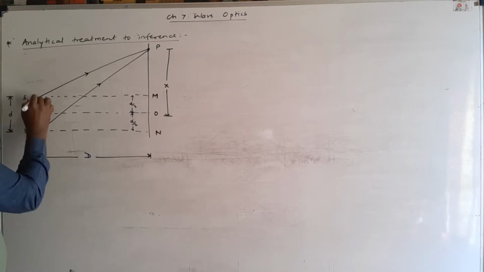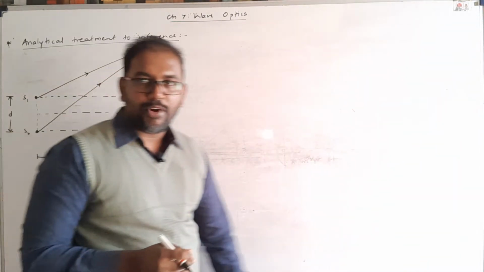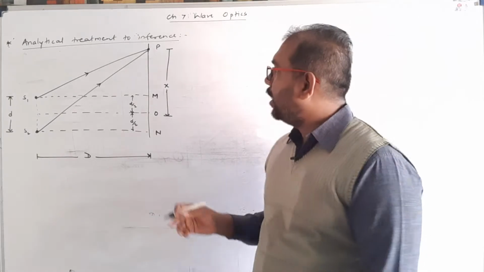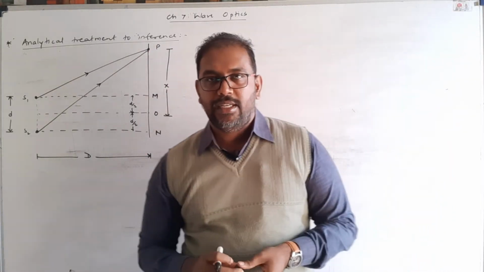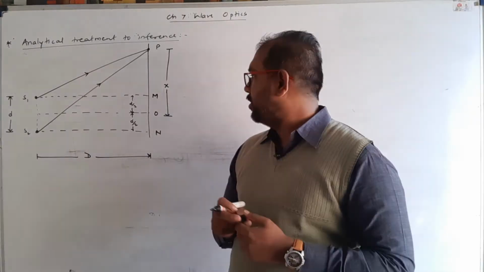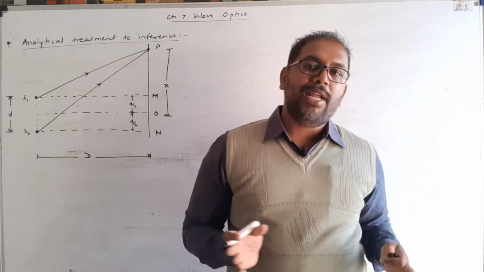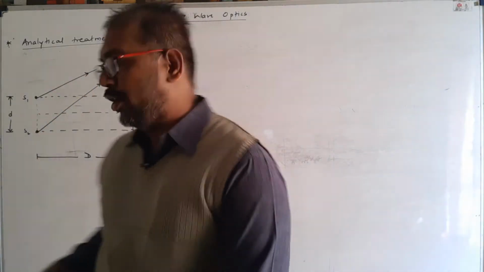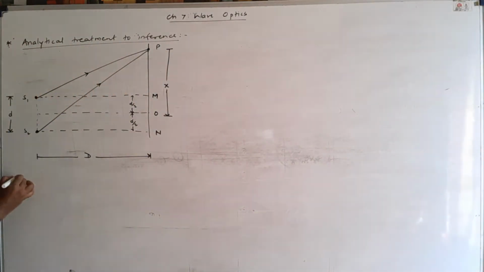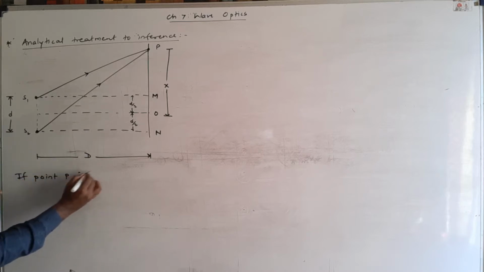If they are coming in the same phase, we get a bright point, then P is a bright point. If these two light waves come at point P in opposite phase, we get a dark point. We don't know whether P is a bright point or a dark point. Now we consider that point P is a bright point.